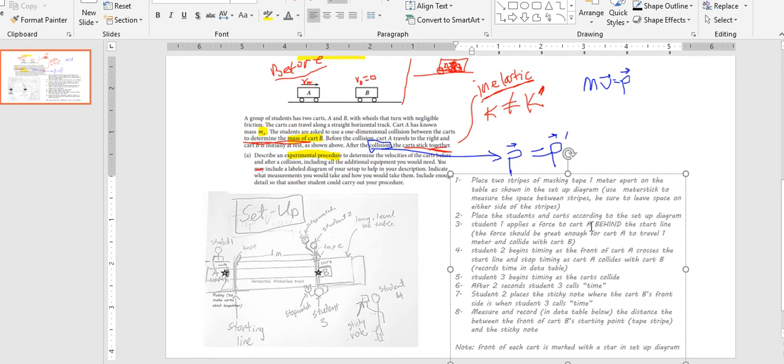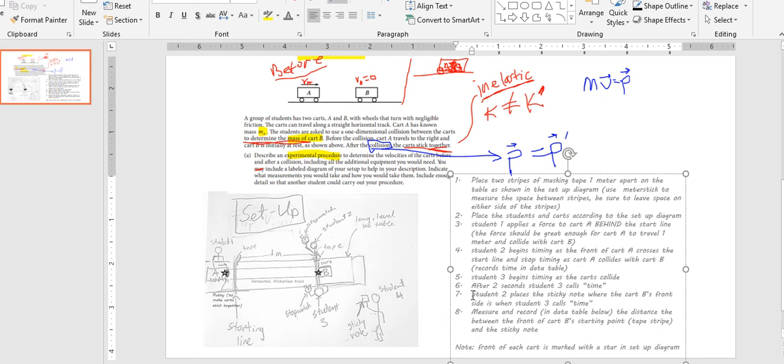The force should be great enough for cart A to travel 1 meter and to collide with cart B. Student 2 begins timing as the front of cart A crosses the start line and stops timing as cart A collides with cart B. Records time in data table, which I'll draw below in just a second. 5, student 3 begins timing as the carts collide. 6, after 2 seconds, student 3 calls time.